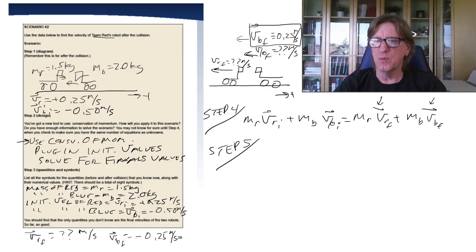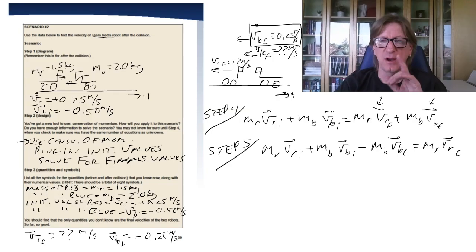So we want this VRF by itself, so we get MR VRI plus MB VBI minus MB VBF is equal to MR VRF. The next thing we need to do is divide by this MR. Now, here's something I see a lot of students do. They draw a big line underneath this and just put the whole MR underneath that. Never, ever do that. You need to divide by each term individually, not over the whole thing, or you'll never be able to simplify the equation and see what physically is going on. So let's divide each term by MR.